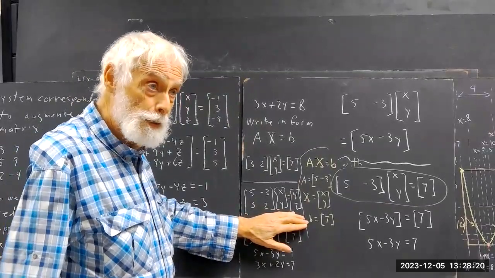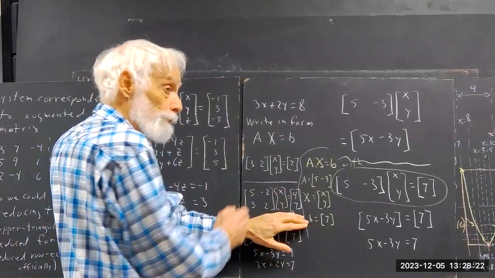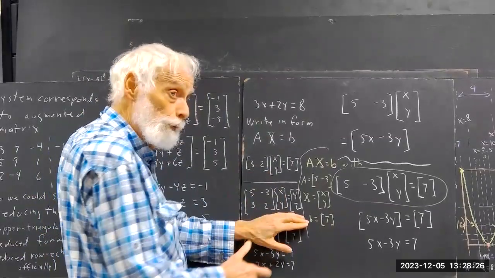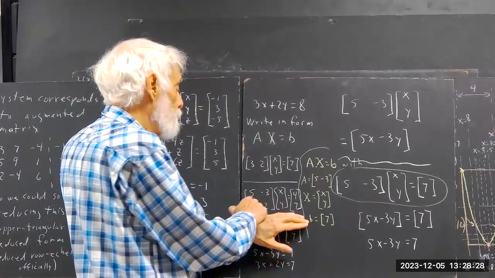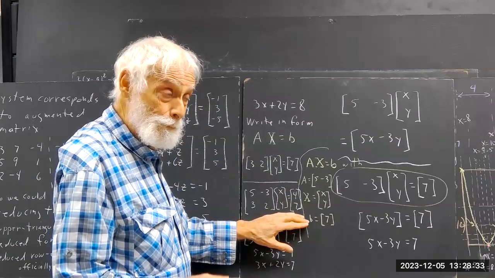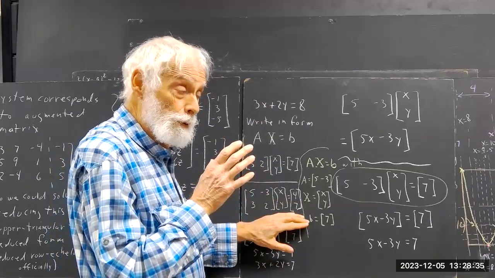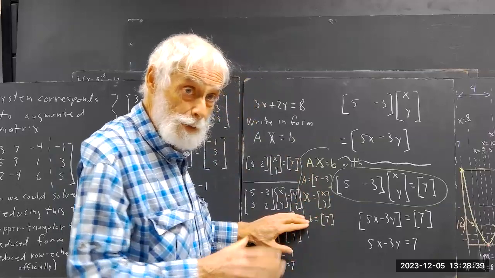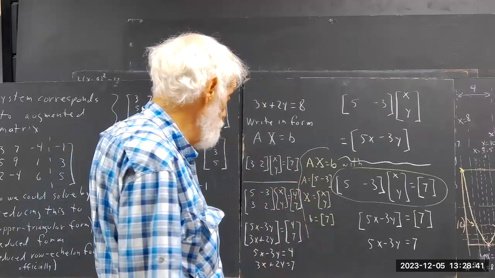Well, how do you multiply this matrix by this matrix? You multiply the first row by the first column and put it in the first row. You multiply the second row by the column and put it in the second row, right? That's the procedure we developed last time, and Open Math is going to tell you the same thing.